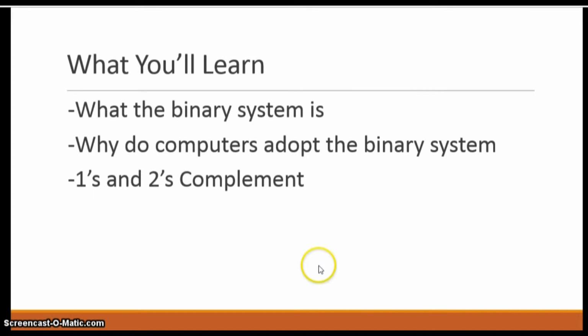So what you will learn: what the binary system is, why computers adopt the binary system, and the ones and twos complement.